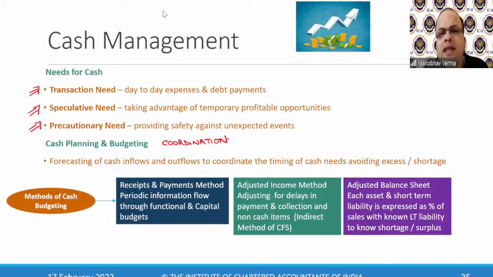Now, having said that, how do we ensure that we are looking at cash inflow and outflow? How do we coordinate that? Any thought process? Anyone? Any thought process, guys? How do we forecast the cash receipts and payments? How do we forecast?